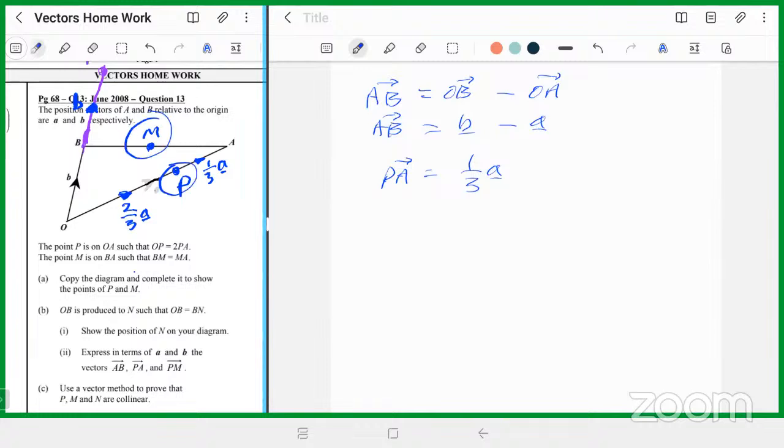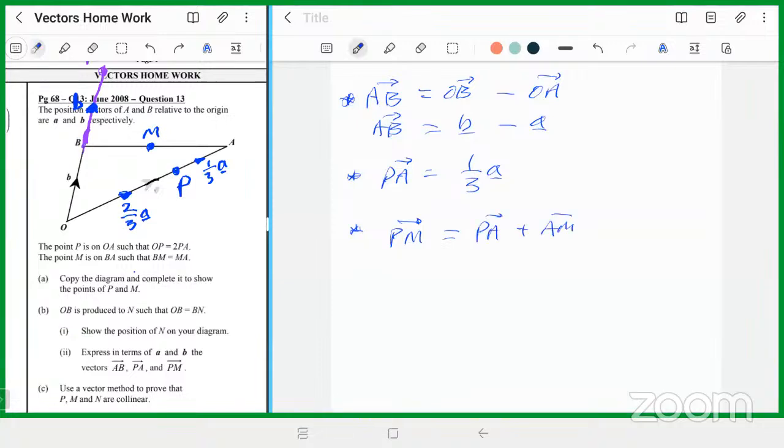And then now the one, PM. P to M. So somebody tell me, we're going to get PM. Let's asterisk them: first thing, second thing, third thing is now PM. Look at the diagram, we're going to find PM. Tell me the points I'm going to go to first. From P to M, where are we going to go first? P to A, and then A to M.